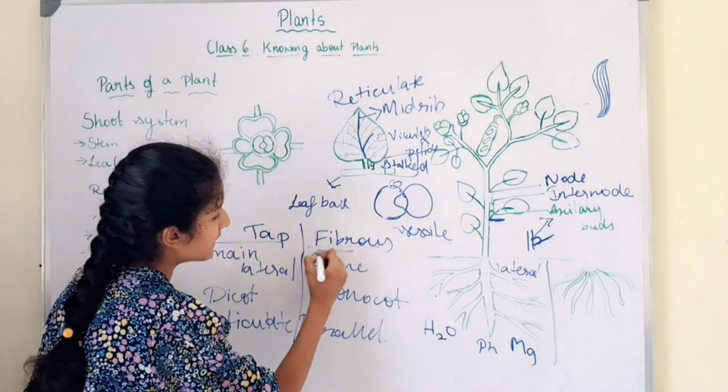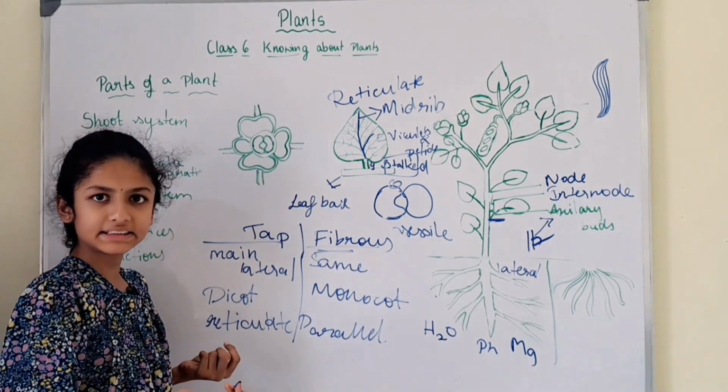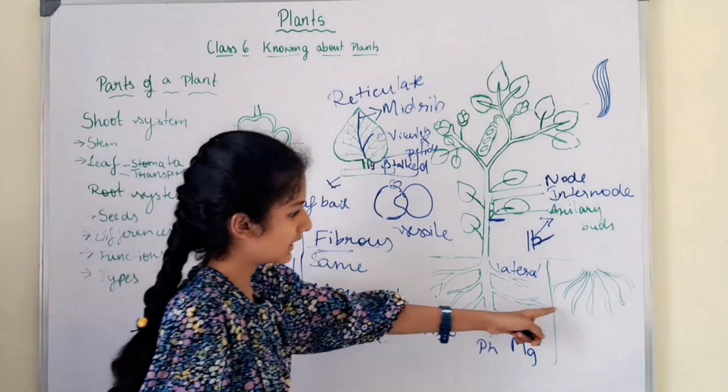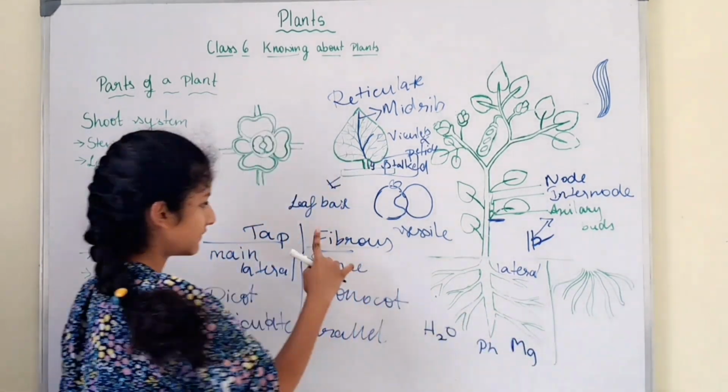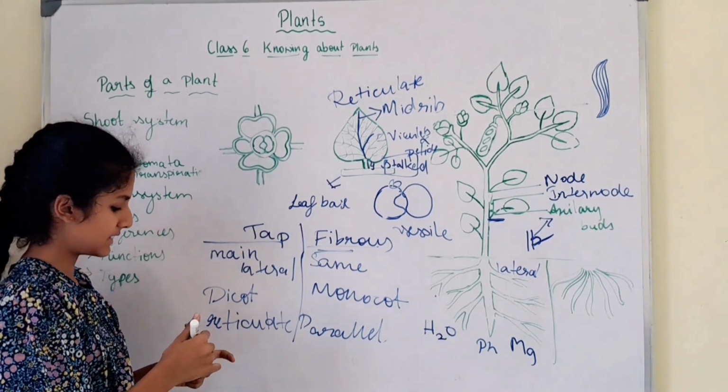Now, in this, fiber is there. Fiber means how? It will be like thin strands. Here also thin strands. So, fibrous root and fiber, you can remember like this.